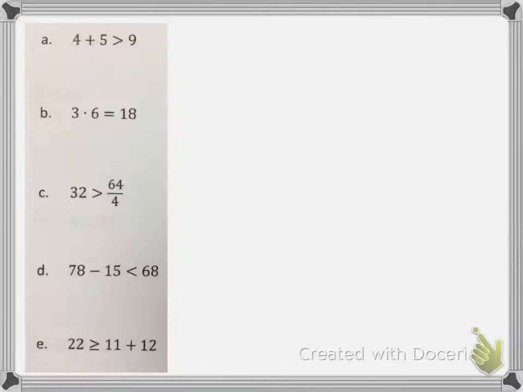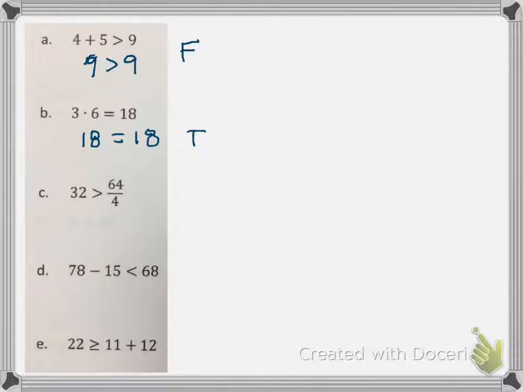So right now I'm going to take 4 plus 5 and rewrite that as 9. And it should say then 9 is greater than 9, and I know that's not true. 9 is equal to 9, so first one's a false. 3 times 6 is 18, so 18 equals 18 is the statement, and that's a true statement.